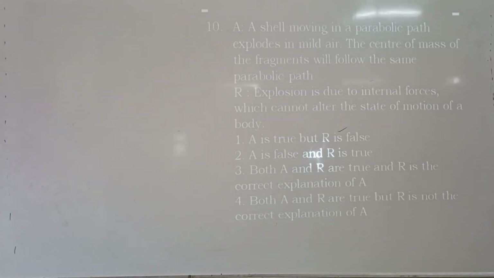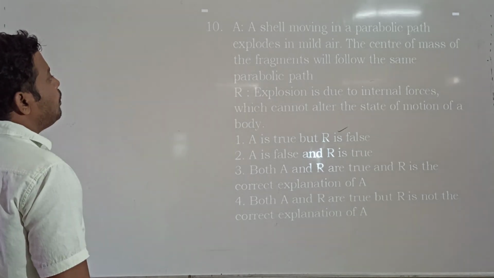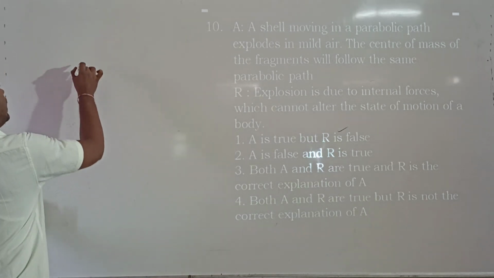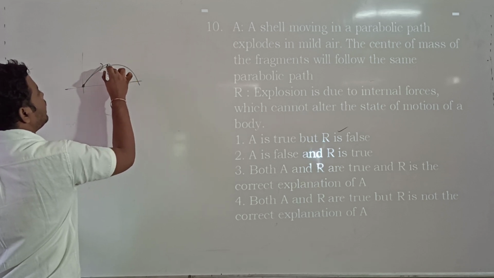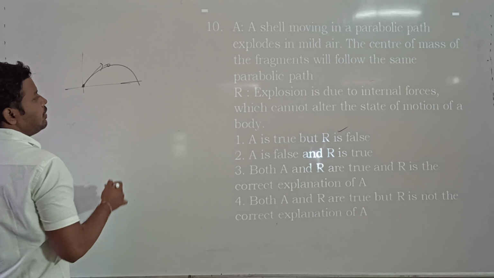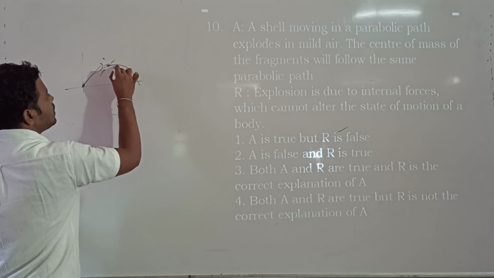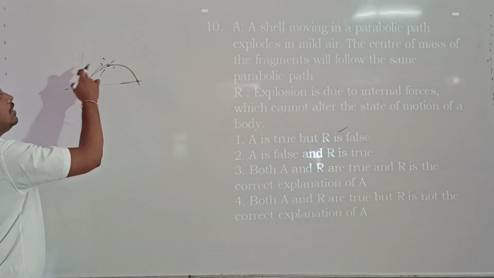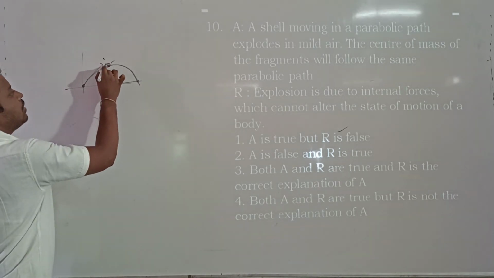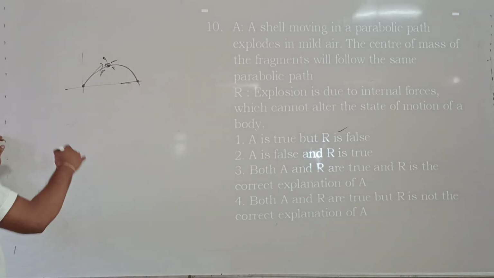A shell moving in a parabolic path explodes in mid-air. The center of mass of the fragments will follow the same parabolic path. Let us consider one shell. That shell exploded in the air into a number of pieces. It was divided, so all pieces will be thrown in different directions, except the center of mass of the shell. Which path will that follow? Parabolic path. The reason is that the explosion of the shell is because of internal forces. Internal forces will not change the center of mass. Due to that reason, the center of mass motion will remain unchanged. That is a parabolic path.